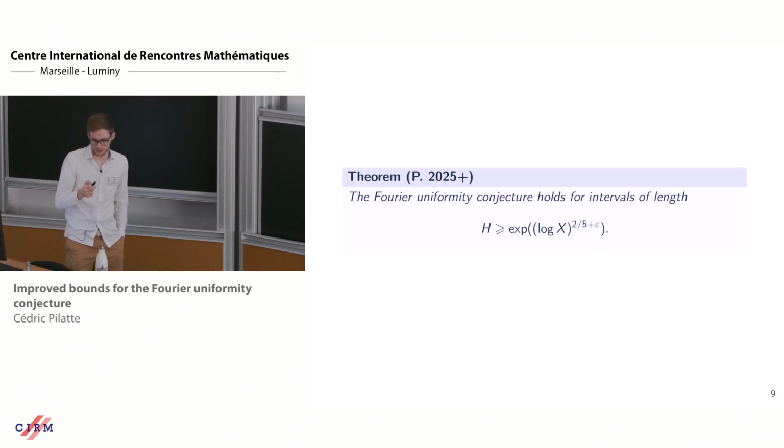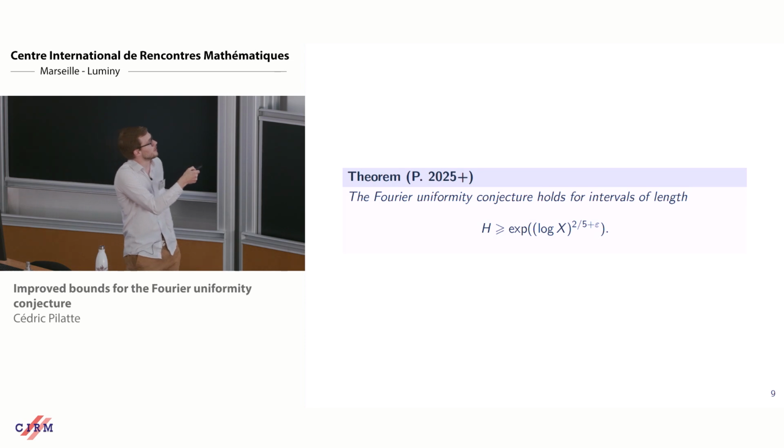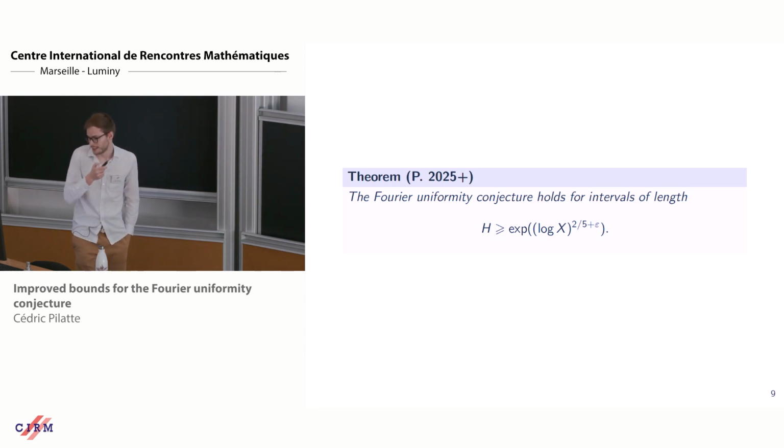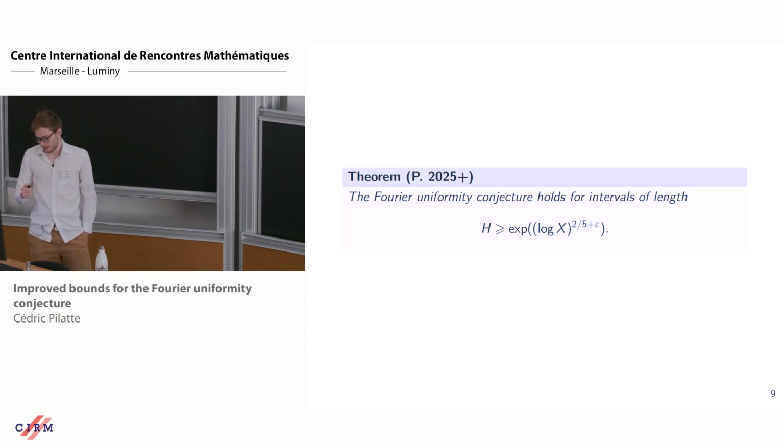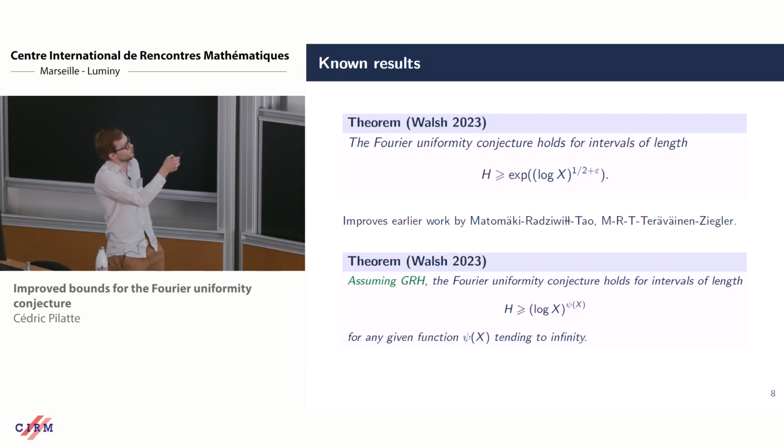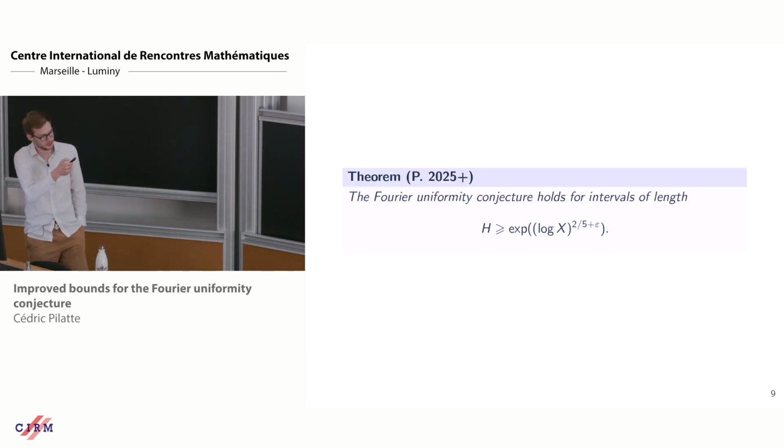Okay, and today I'm going to tell you about a new result that's not on arXiv yet. And this improves the unconditional bound of Walsh. So his exponent of 1/2, you can improve to 2/5.